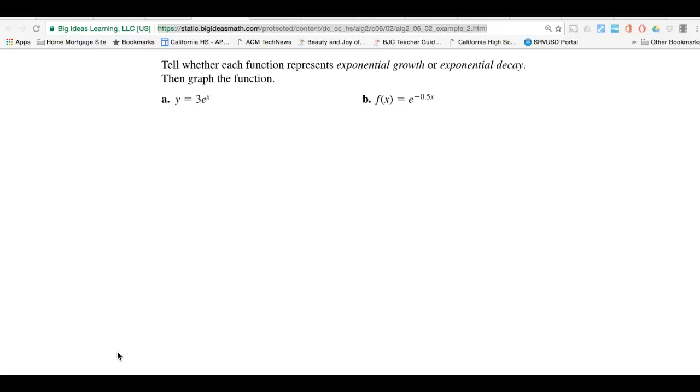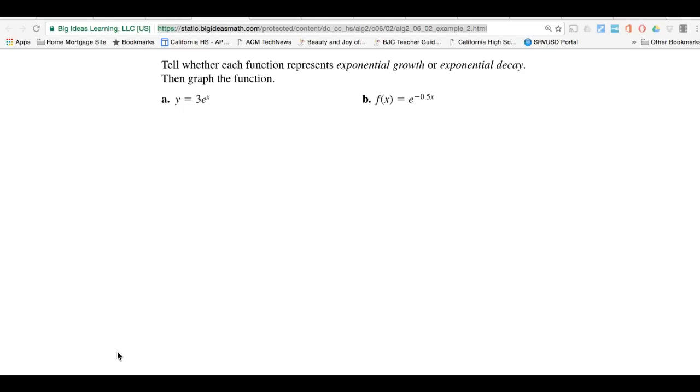Okay, for this next part in 6.2, we are going to look at different functions that have the natural base e in them, and we're going to discuss how to tell if that function represents exponential growth or exponential decay. And then we're going to graph the function.